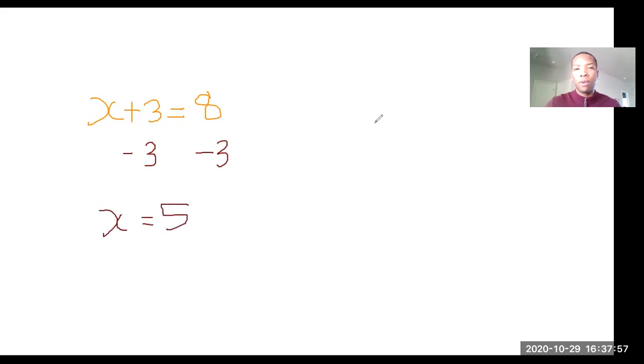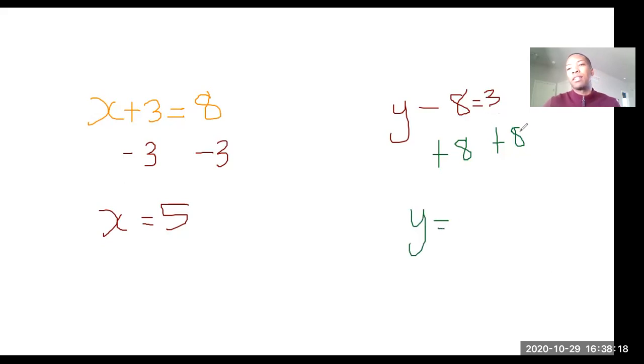Let's do one more question. Let's do y minus 8 is equal to 3. Since it's minus 8, you guessed it, we do the opposite, plus 8. Whatever you do on one side, sure enough, got to do it on the other side. So y is equal to 3 plus 8, which is 11.